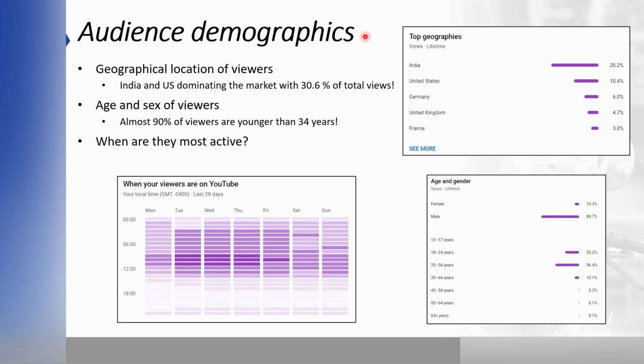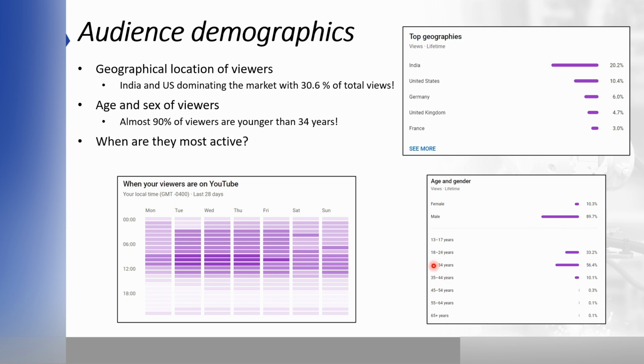Then you can get a ton of data about your audience, such as where they are from. So India and US is a huge market for these educational videos, getting up to 30% of total views. And definitely China is an even bigger market, but YouTube is banned in China. So that's why you don't get much views from China. You can also see the gender of your audience. Around 90% of the audience is male, which shows the dominance of men in the mechanical engineering field.